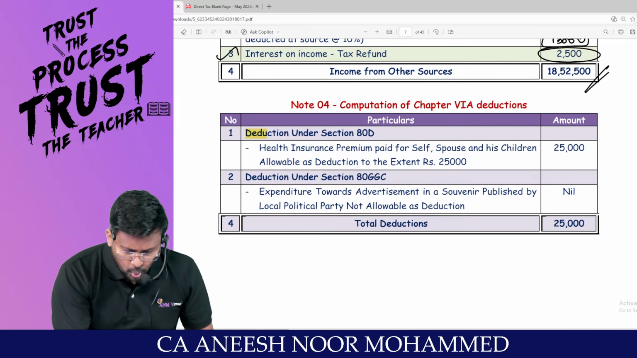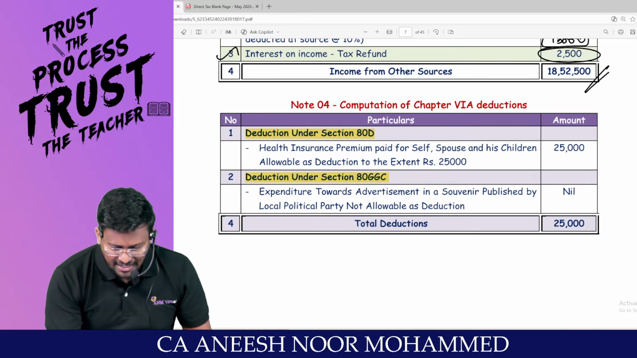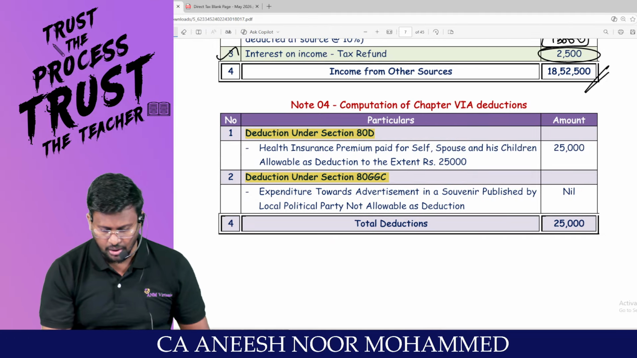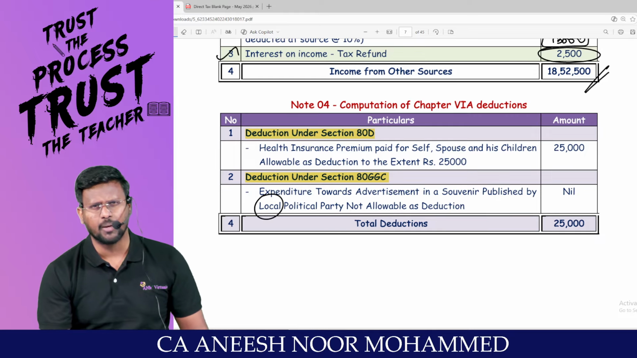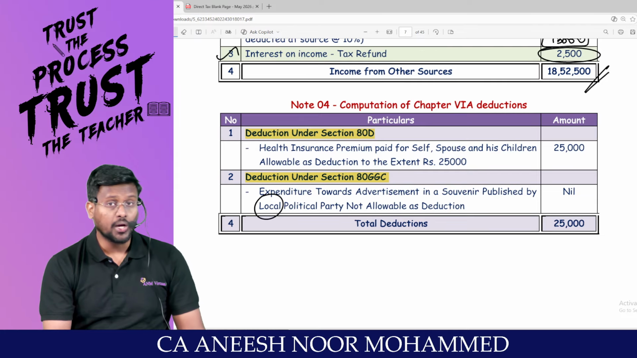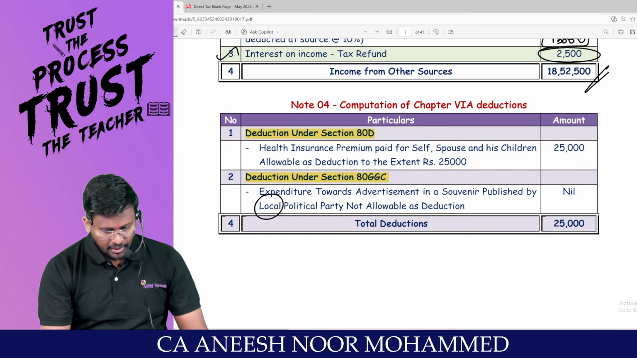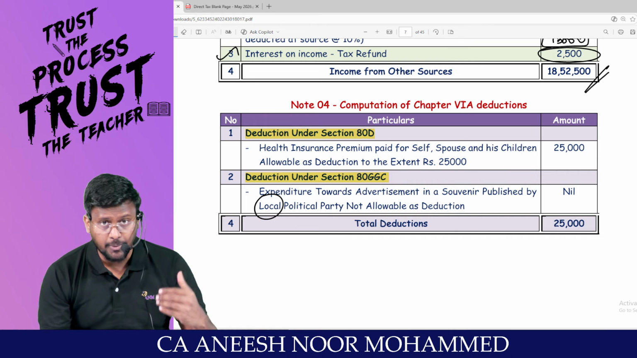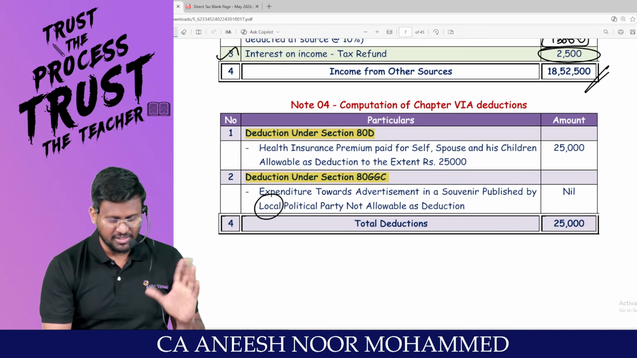In the question, two things are there. 80D is there. 80GGC is there. 80GGC cannot be claimed as a deduction because it is to a local political party. If you don't read the question properly, this point will be missed. Local political party. Sir, in order to attract you, they will say that the amount has been paid by cheque and all. Don't miss the word local.